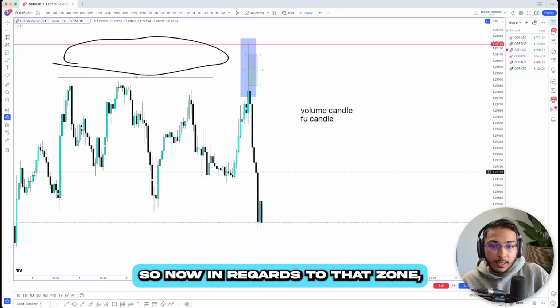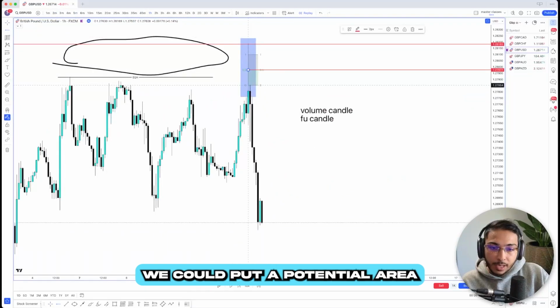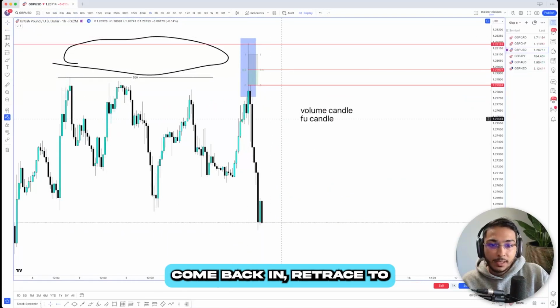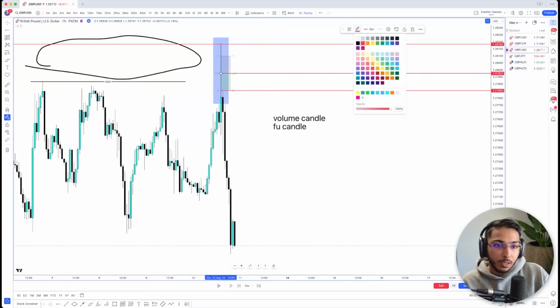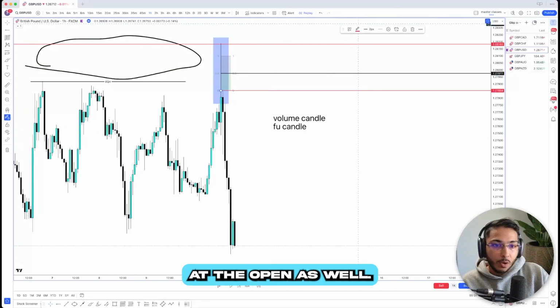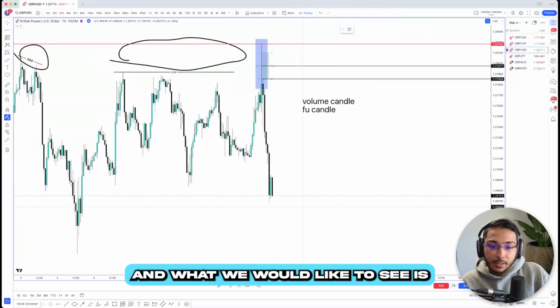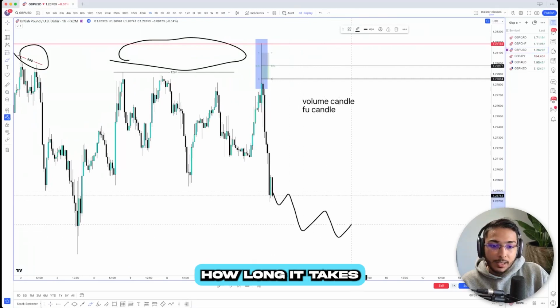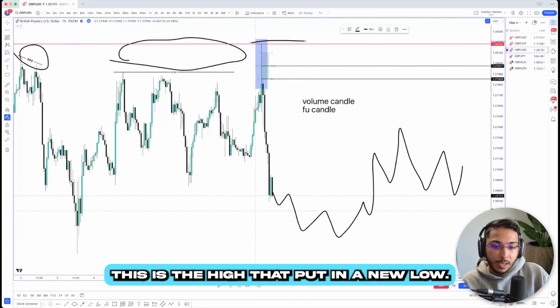Now, in regards to that zone, what we could do is put a potential area where we would like to see price come back and retrace to. We have our optimal entry at the 50%, and then we have an entry at the open as well. And what we would like to see is it doesn't matter how long it takes or what happens. Right now, this is the high that put in a new low.